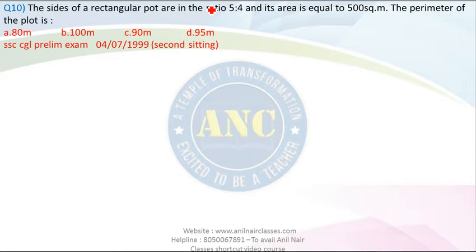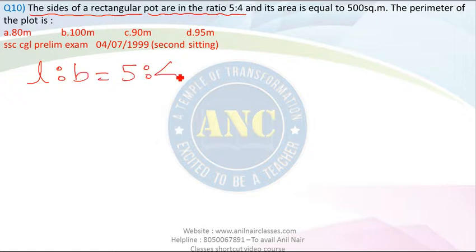Next question. The sides of a rectangular plot are in the ratio 5:4. That means length and breadth are in the ratio 5:4. Beautiful, the first statement is very clear. And its area is equal to 500 meter square. Area is given in the question as 500 meter square. Find the perimeter of the plot.